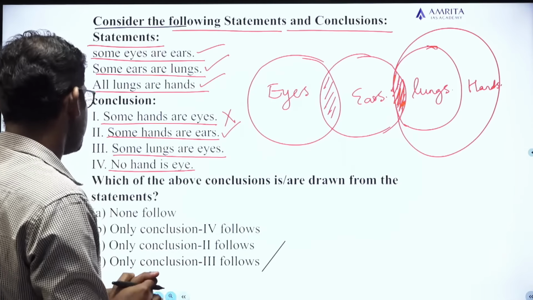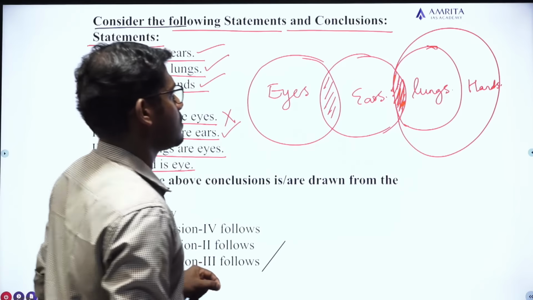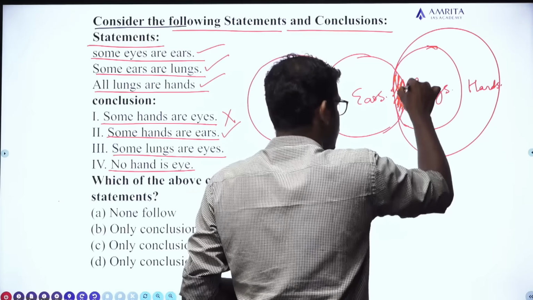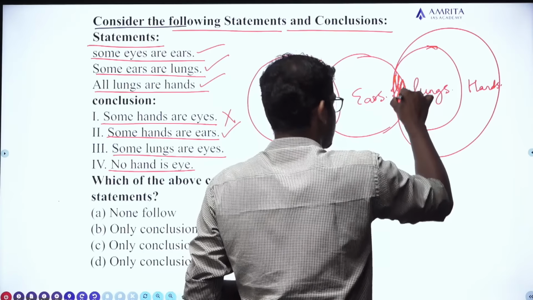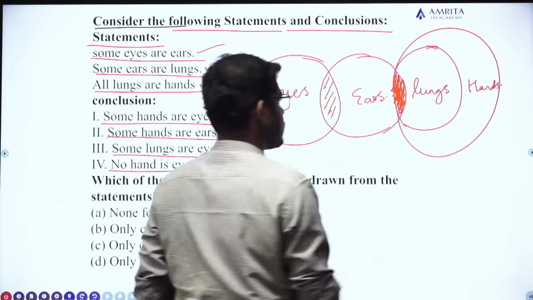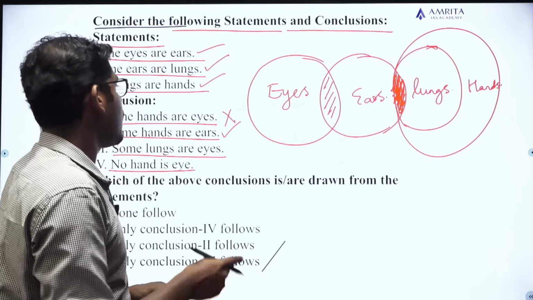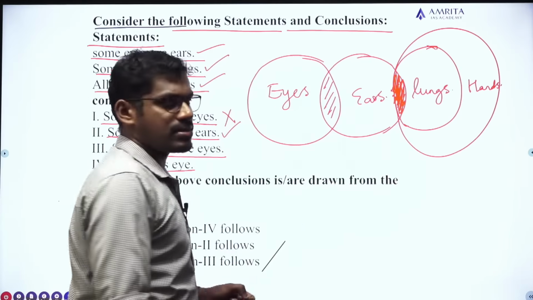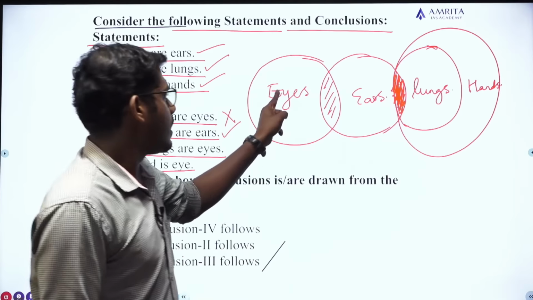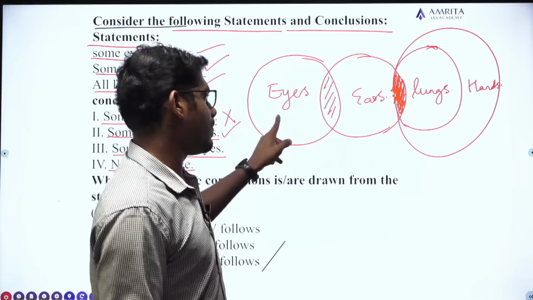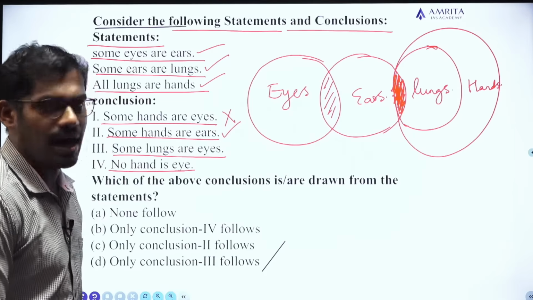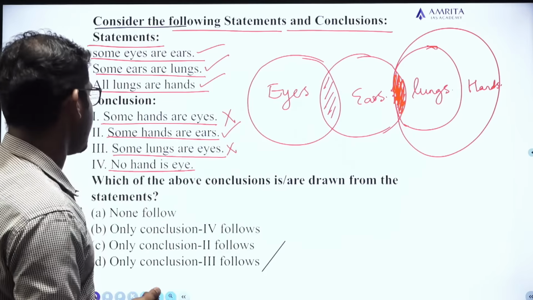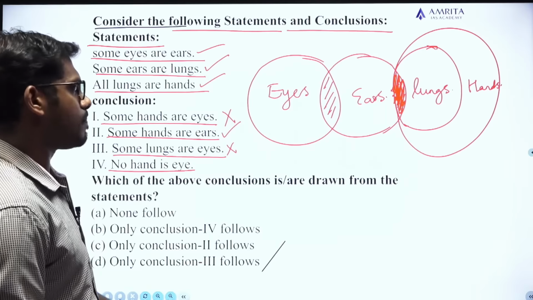Let's move to the third one. Some lungs are eyes. What are some lungs? This is also the case of some lungs. Clear? Some lungs are eyes. Can the eyes be connected with the lungs in this basic diagram? No. The eyes and lungs are not connected, so we cannot say that some lungs are eyes. So this is also an incorrect conclusion. The last one is no hand is eye.